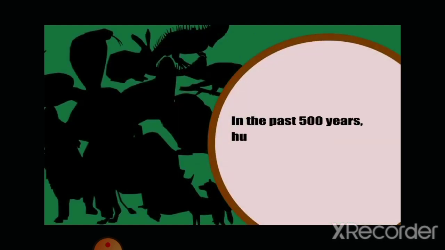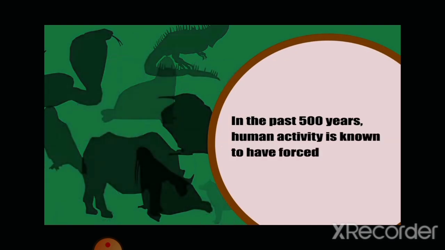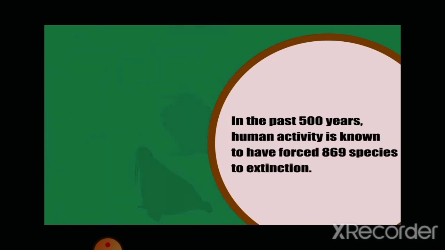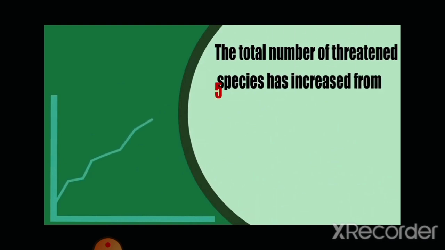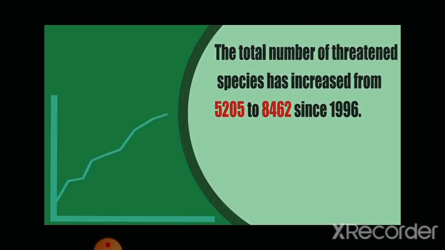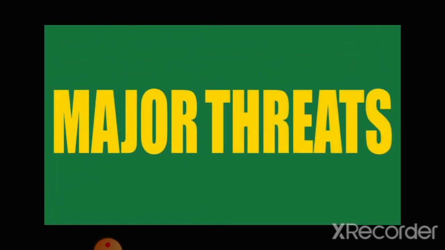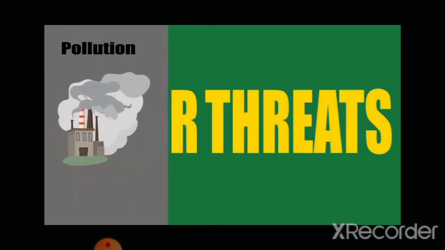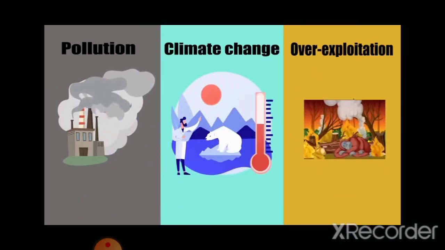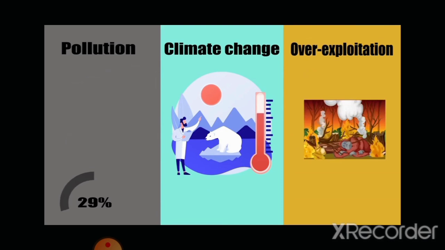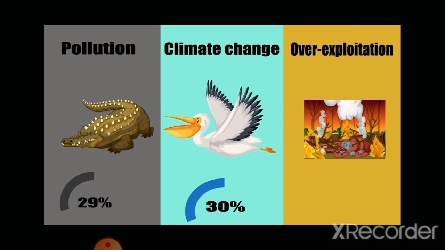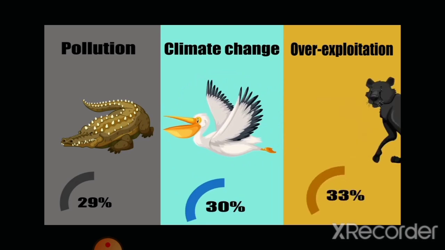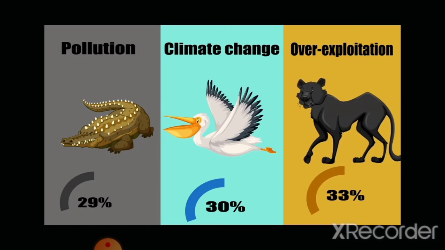In the last 500 years, human activity is known to have forced 869 species to extinction. Also, the total number of known threatened animal species has increased from 5,205 to 8,462 since 1996. And the major threat to the endangered species is pollution, global climate change, and overexploitation. 29% of the amphibian species is affected by pollution, 30% of the birds are affected by climate change, and 33% of the mammals are affected by overexploitation.